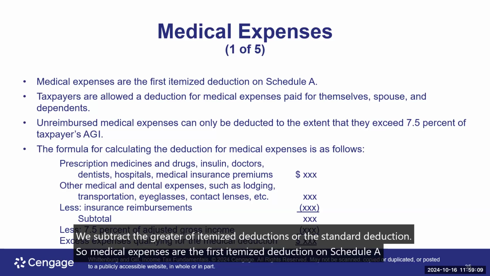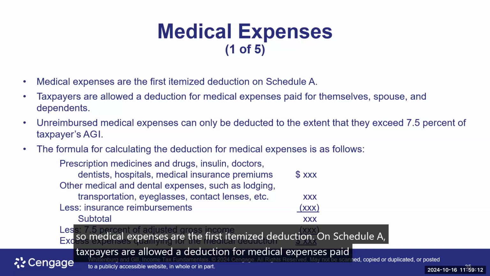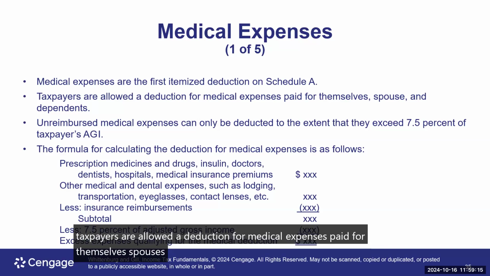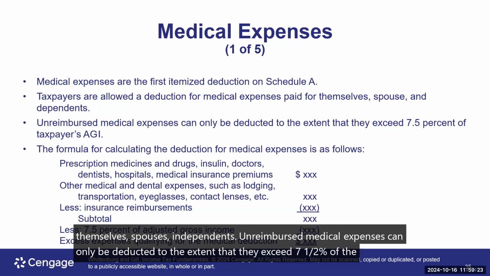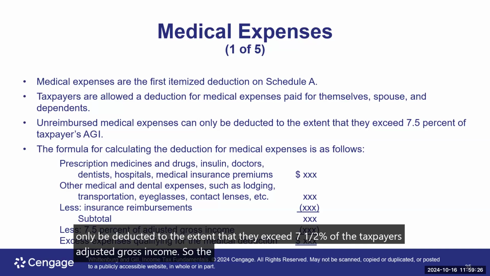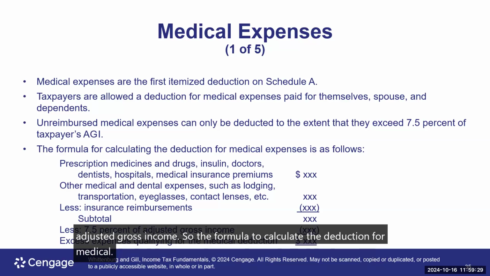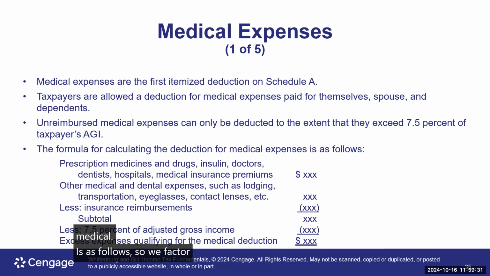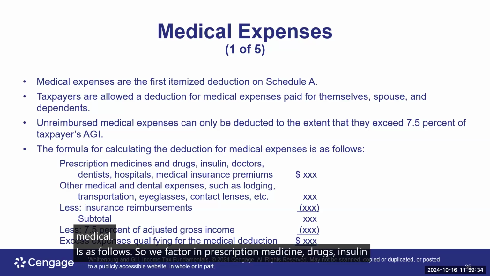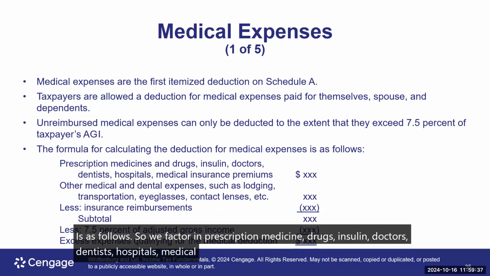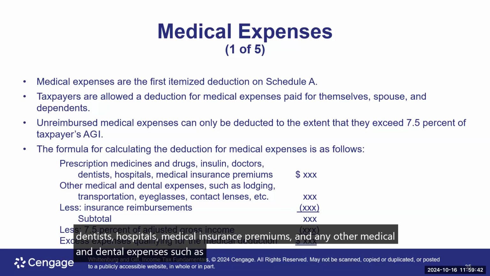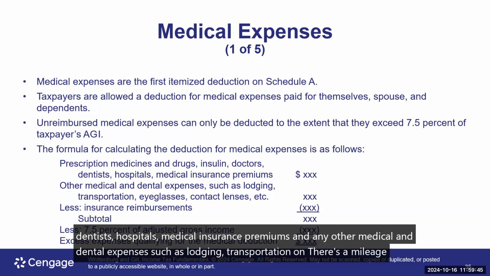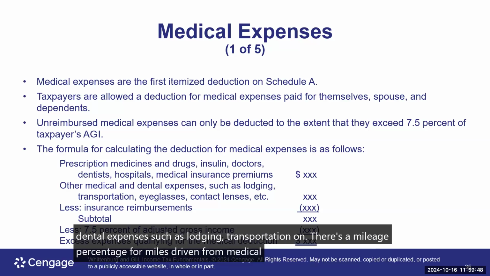Taxpayers are allowed a deduction for medical expenses paid for themselves, spouses, and dependents. Unreimbursed medical expenses can only be deducted to the extent that they exceed 7.5% of the taxpayer's adjusted gross income. So the formula to calculate the deduction for medical expenses is as follows. We factor in prescription medicine, drugs, insulin, doctors, dentists, hospitals, medical insurance premiums, and any other medical and dental expenses such as lodging and transportation. There's a mileage rate for miles driven for medical purposes, eyeglasses, contact lenses, etc.